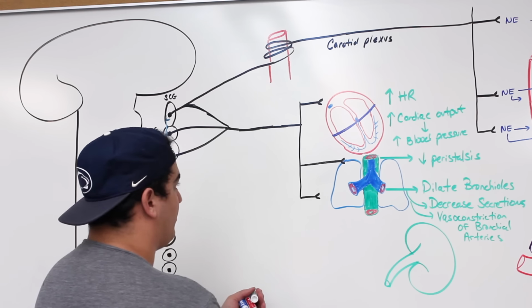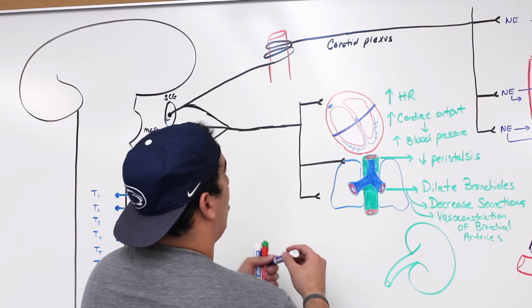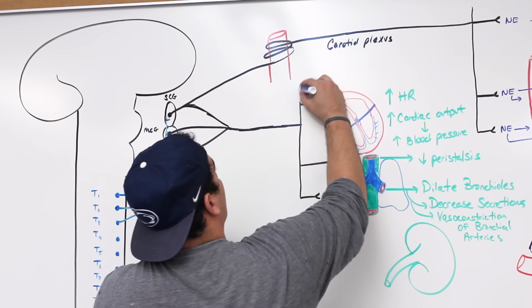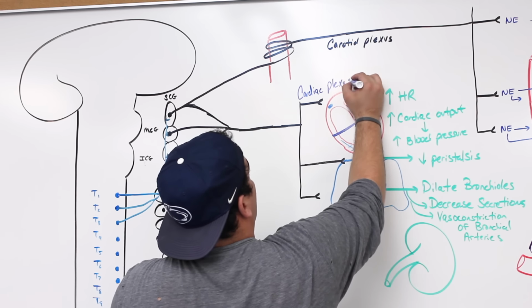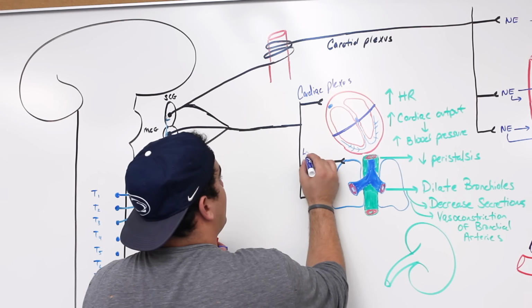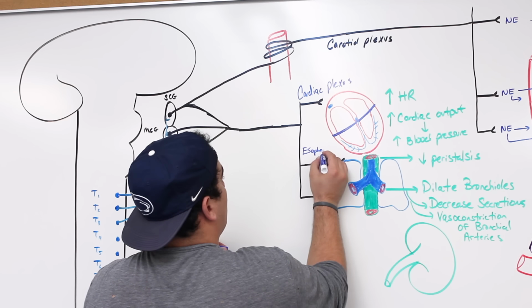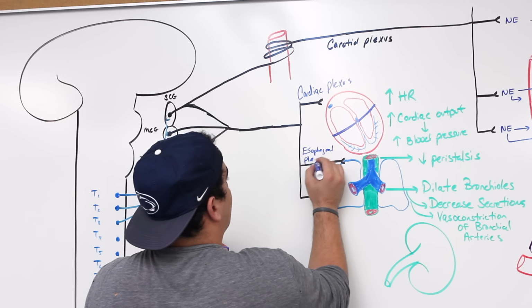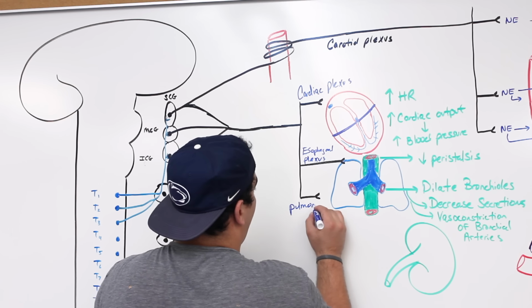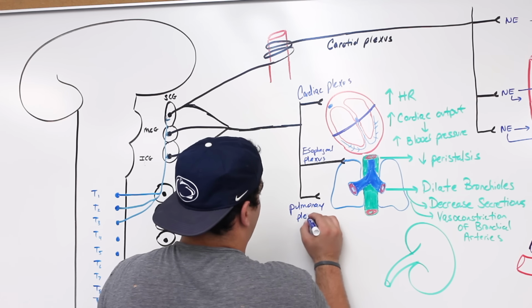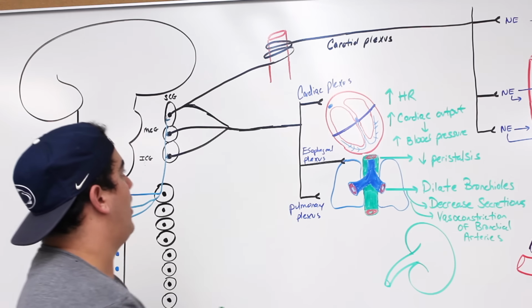Well, specifically, if it's going to the heart, what do we think we call that? We call it the cardiac plexus. If it's going to the esophagus, we're going to call this the esophageal plexus. If it's going to the lungs, we're going to call this the pulmonary plexus. But here's one more thing that we have to understand, right?